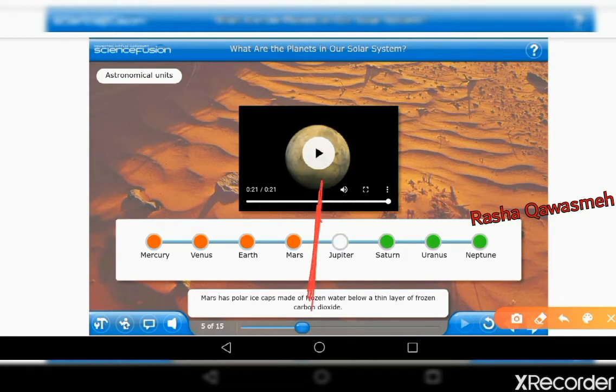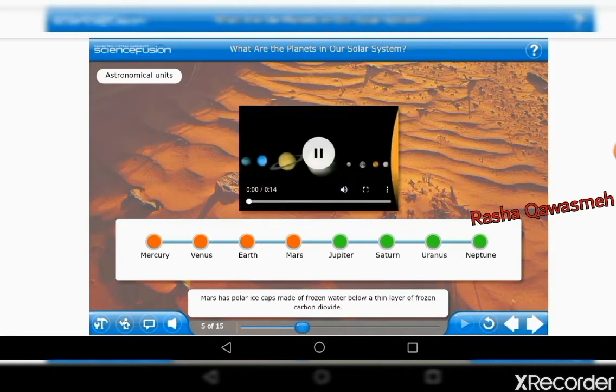Till here, these are called the inner planets. We said that here we have the asteroid belt. Then we will start talking about the outer planets. Now let's see what are the outer planets.